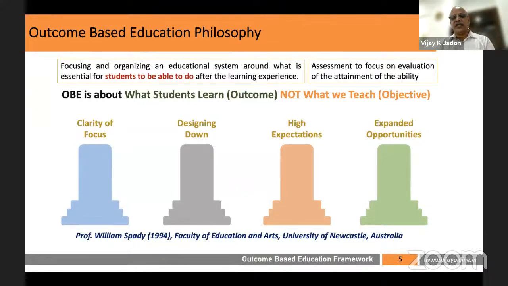Expanded opportunity is the last pillar of outcome-based education given by Spady. As I always say, this is a philosophy, and that is why everyone has their own way of understanding and implementing it, and putting on record what they feel. Expanded opportunity means we should have flexibility in the system for the student and for the teacher, so that they can learn on their own. Every student does not have the same capabilities. Some are slow learners, some are fast learners. So we should design our curriculum or this teaching-learning experience in such a way that everyone gets the opportunity.